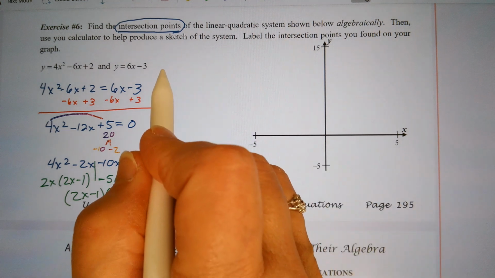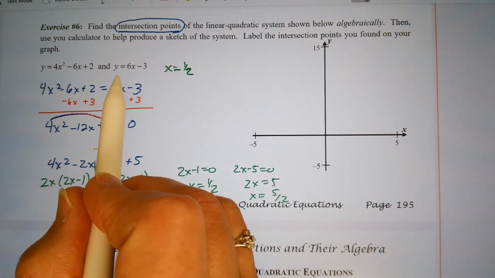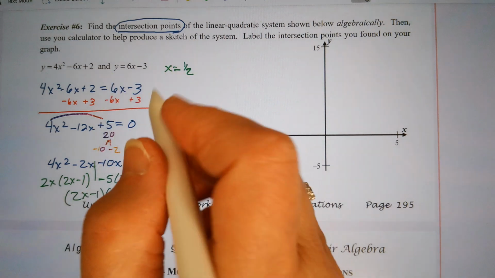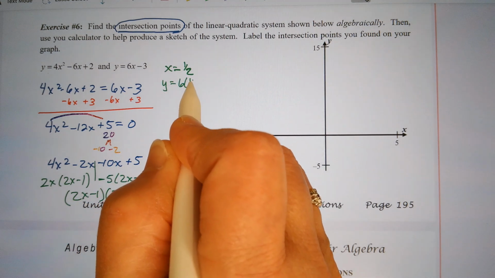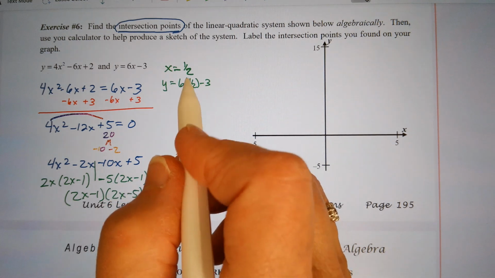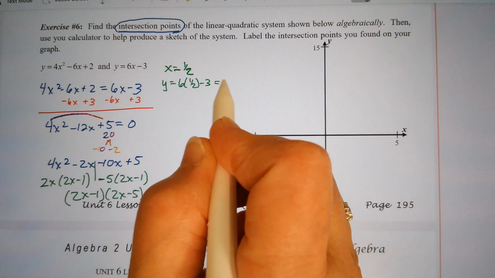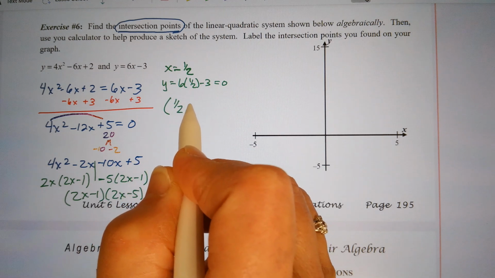When x is 1/2, what is y? Go back to the linear, it's just the easier one, it's less complicated. When x is 1/2, y equals 6 times 1/2 minus 3. 1/2 of 6 is 3, minus 3 is 0. So we have the ordered pair 1/2, comma, 0.